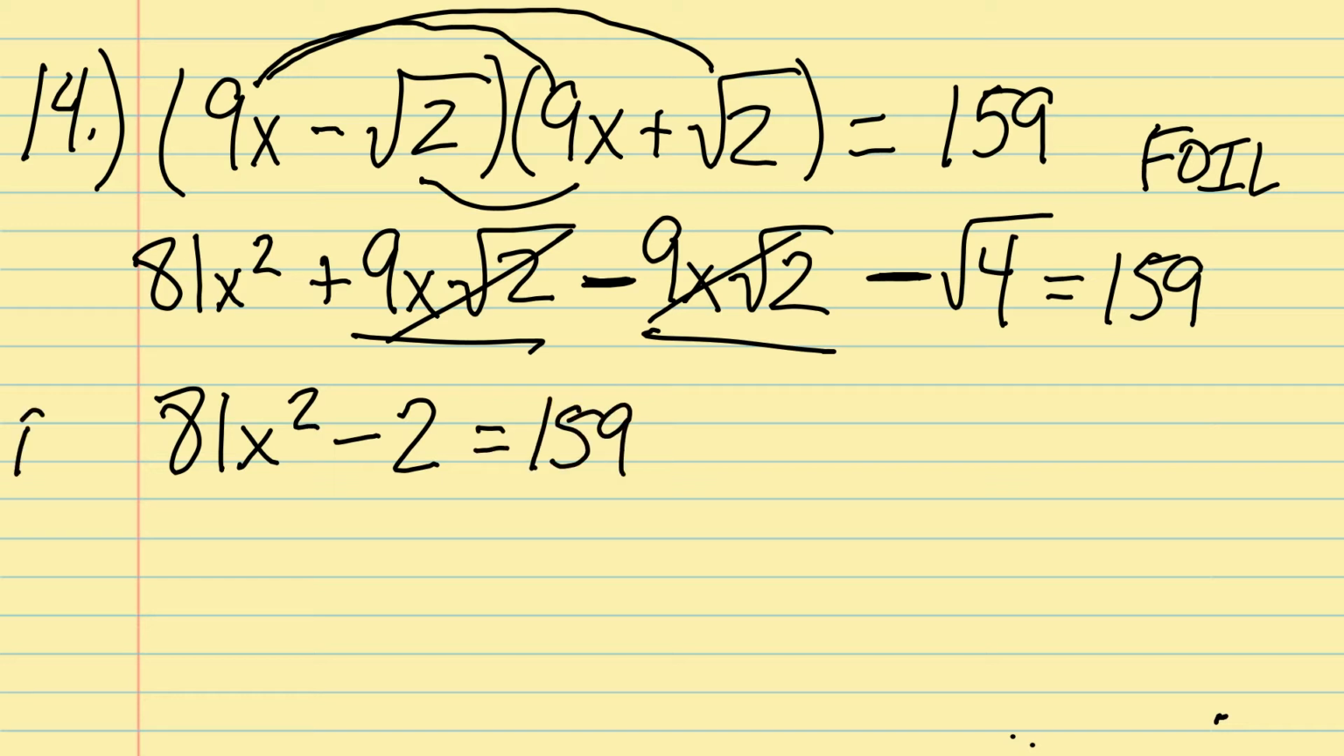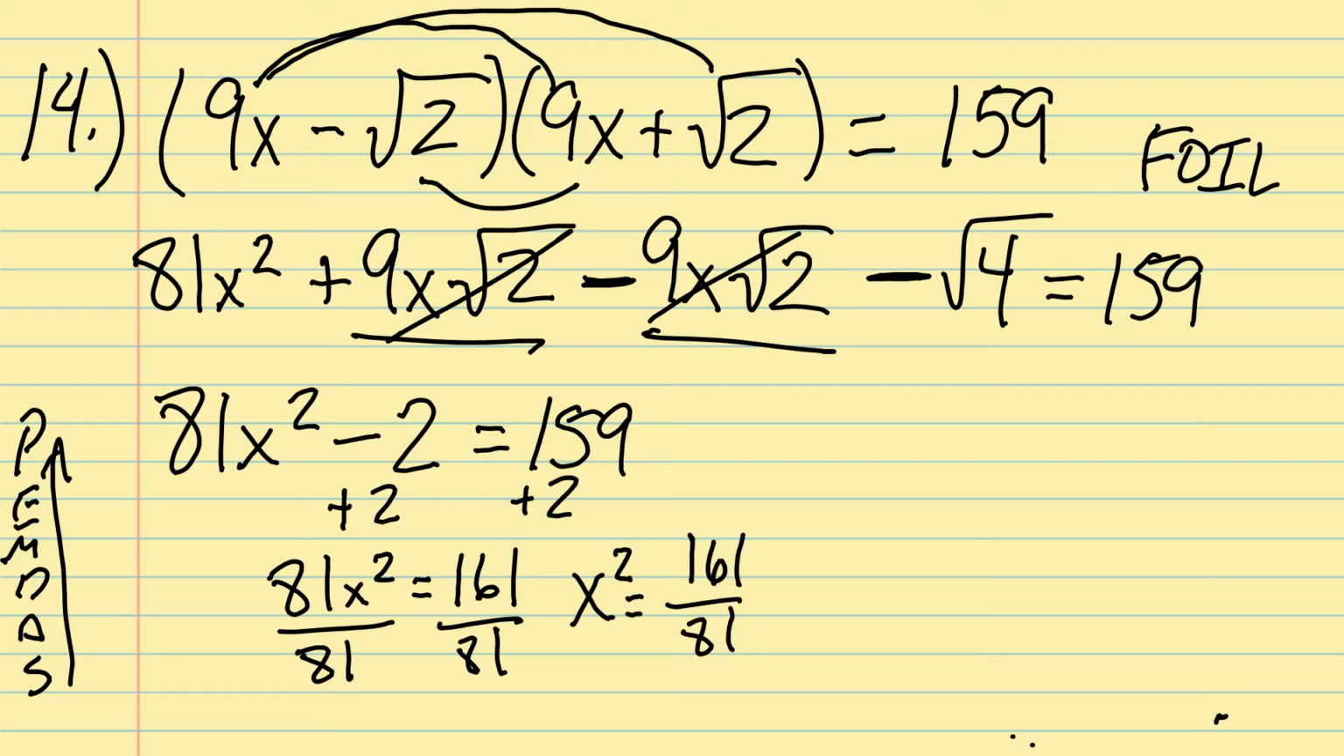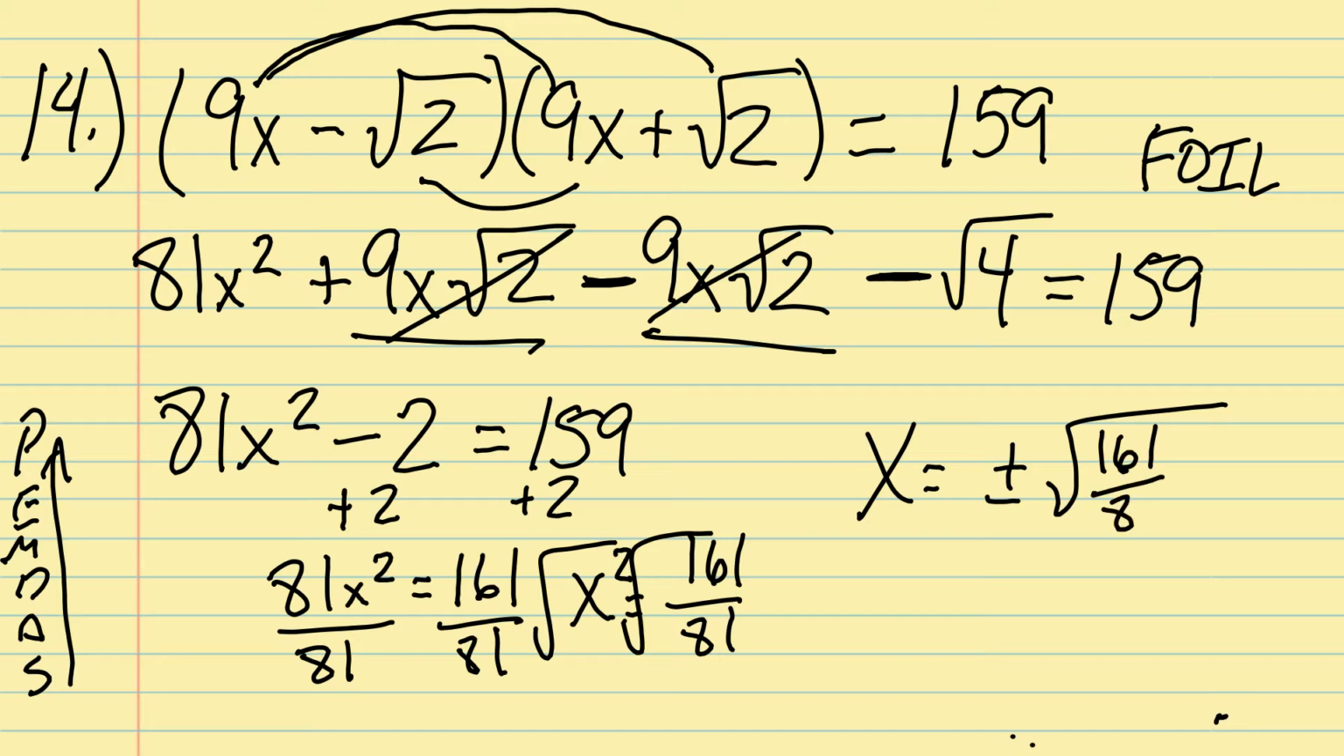Now I just use PEMDAS backwards to solve. So I get rid of the subtraction first, that's why I add 2 to both sides. I get 81x squared equals 161. I divide both sides by 81. So then I get x squared equals 161 all over 81. I square root both sides. So I get x equals plus or minus the square root of 161 all over 81.